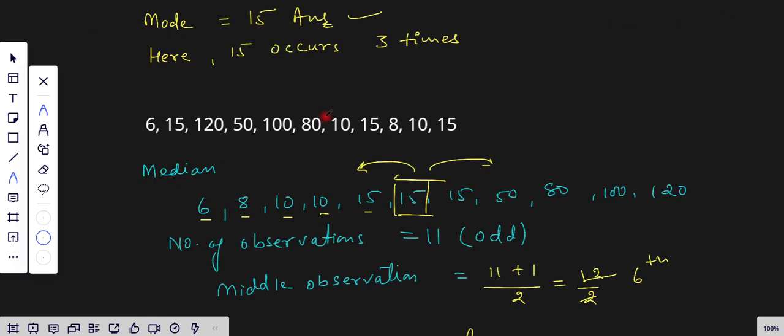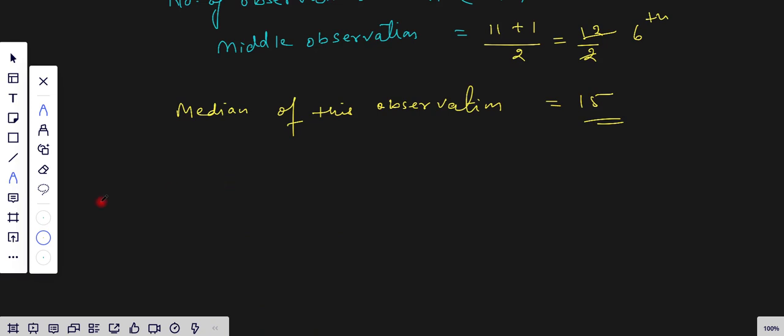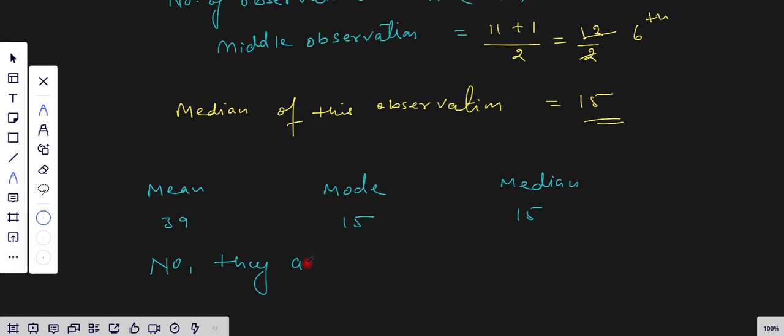Now you can check all these three values, I mean mean, median, and mode. So the value of mean is 39, mode is 15, and median is also 15. So you can say no, they are not the same. So the answer is no, they are not the same. Okay, so this is your answer.